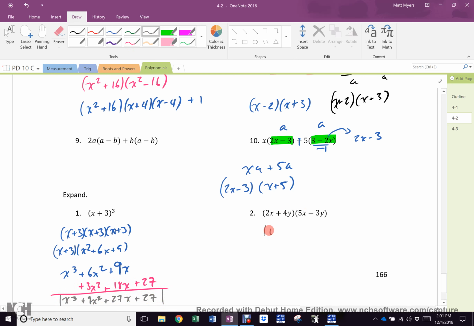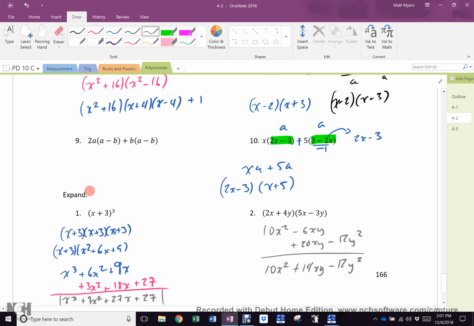And this one, 10x squared minus 6xy plus 20xy minus 12y squared. 10x squared minus 14, I lie, plus 14xy minus 12y squared. Nope, it's done. I just wanted it expanded. You're done. It says expand, so it is expanded.